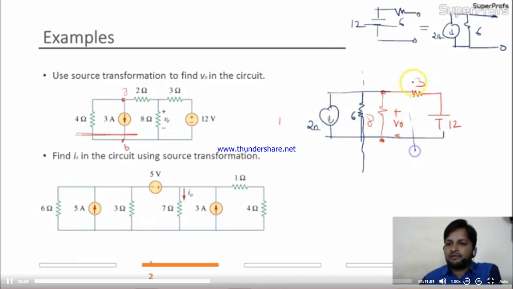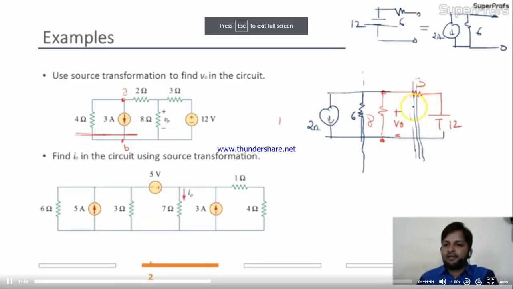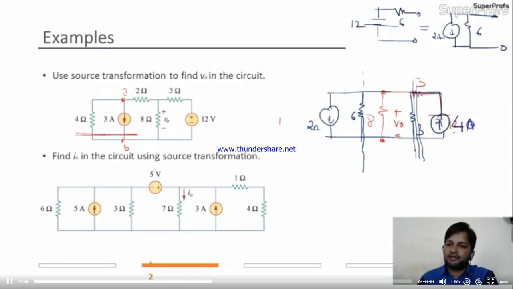Can we replace this also? Yes, I can replace this one also. So we'll replace this by 3 ohm in parallel and the value of current is nothing but 4 ampere. Is it okay? I hope it is clear to you people. This voltage source I replaced by this circuit. It's very easy, okay? Now your new circuit is, I'll make it clear.